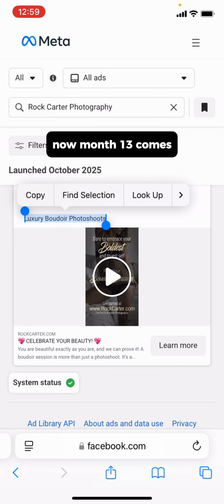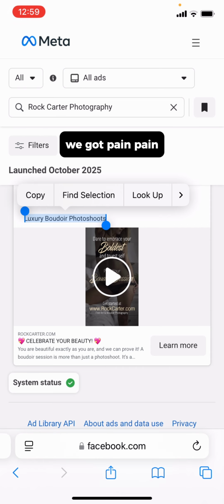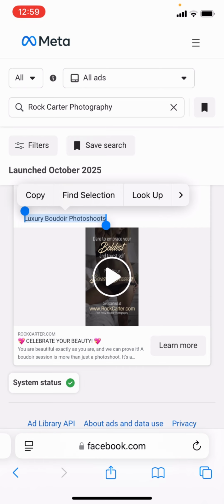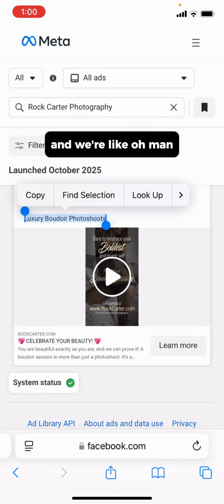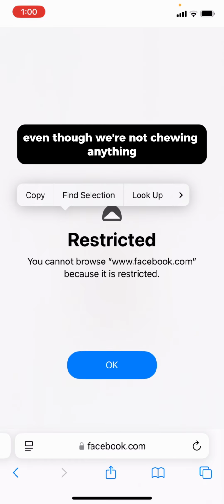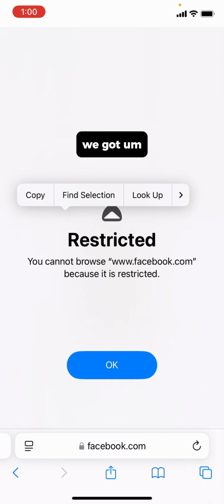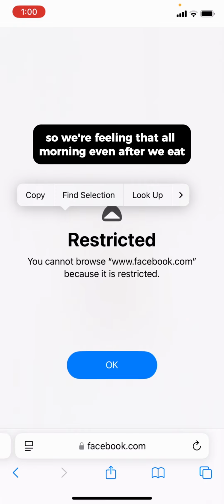Now month 13 comes, we're towards the end of month 13. And one morning, we're eating breakfast. And dude, every single bite we got pain. And we're like, oh man, this is terrible. This is annoying, but we finish our breakfast and go about the rest of the morning. And even though we're not chewing anything, we still got pain in our mouth, the right side, the back on the bottom. We got pain in the jaw as well. So we're feeling that all morning, even after we eat.